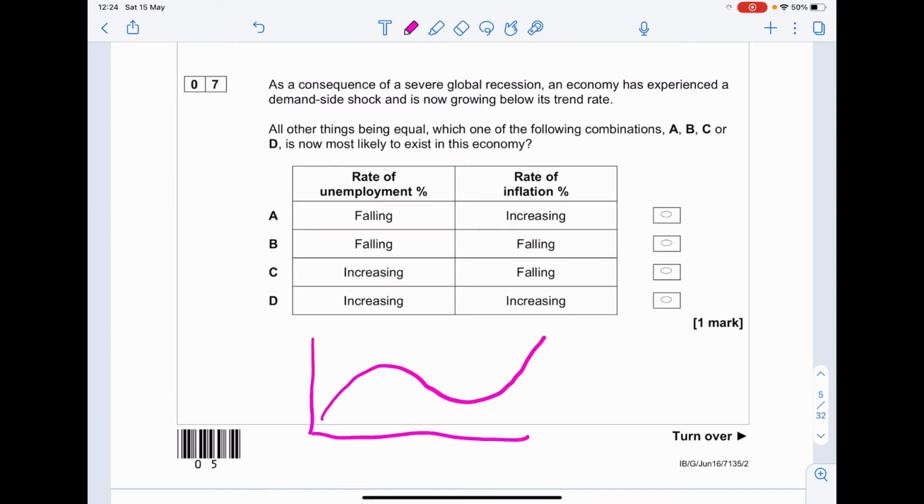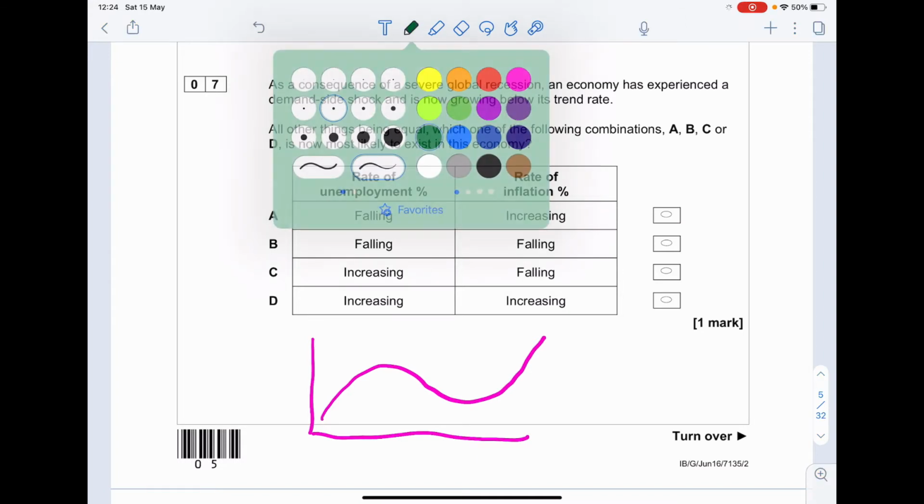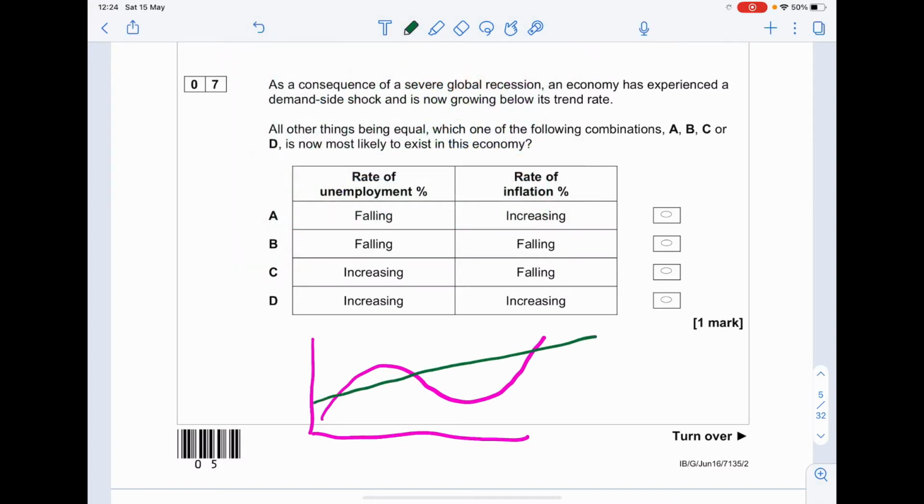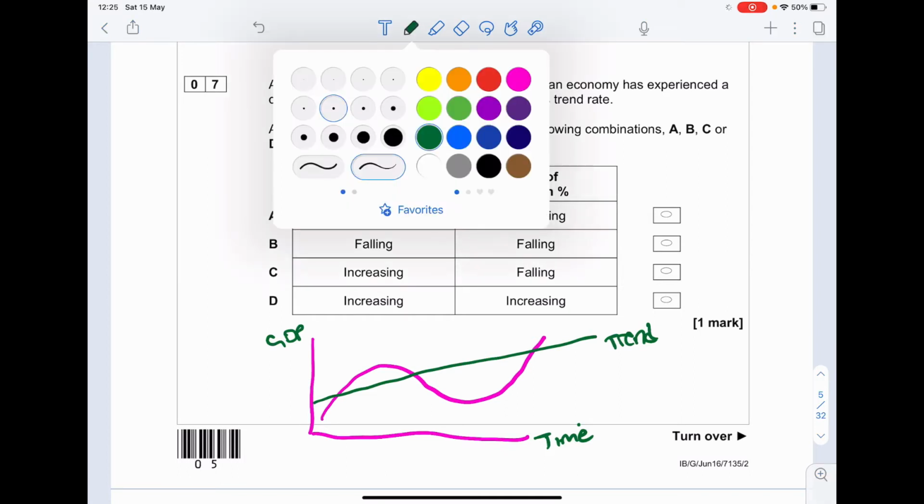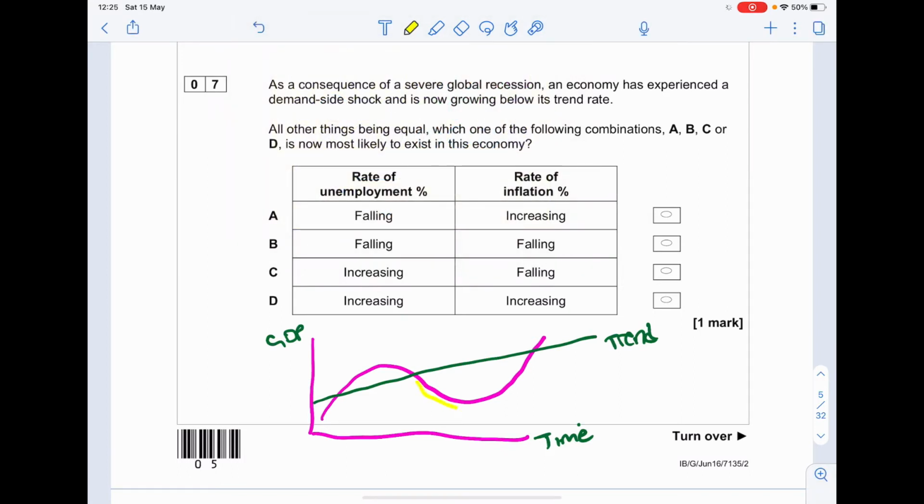So here is your, I'll do this in another colour actually. Here is your trend. That's the trend growth. And on the bottom axis, we've got time and we've got GDP on the y-axis. If we're growing below the trend, that means that we are on this yellow bit here. We're below the trend. So below the trend is the yellow bit. It says it's now growing below the trend line.